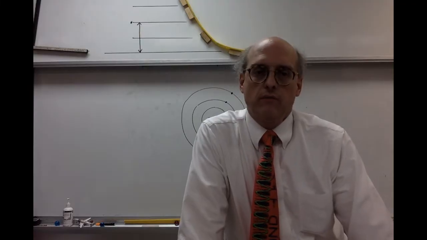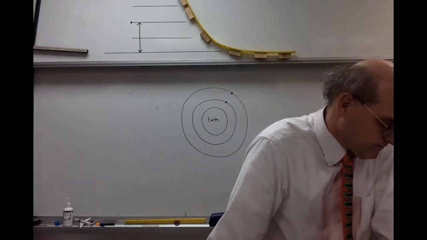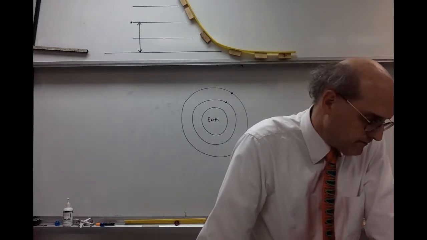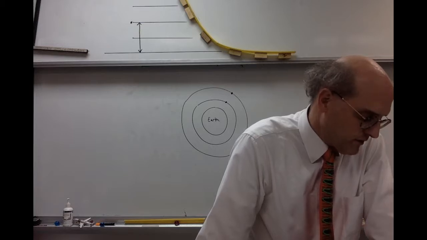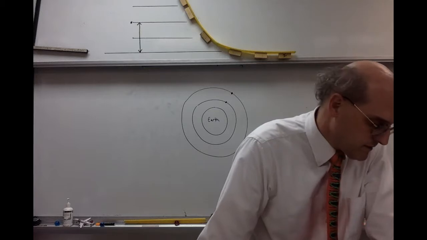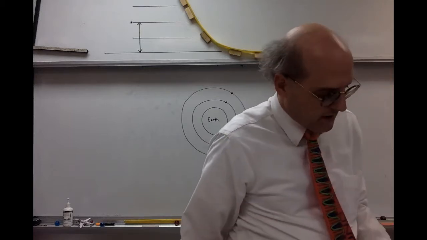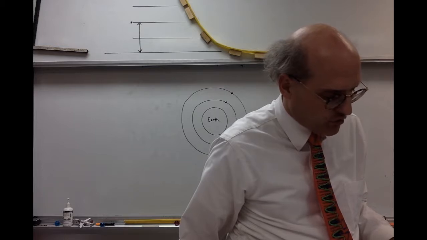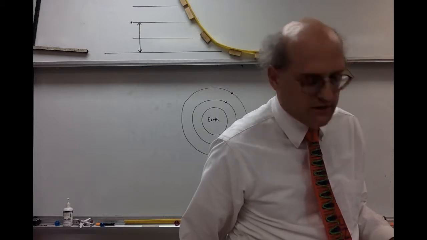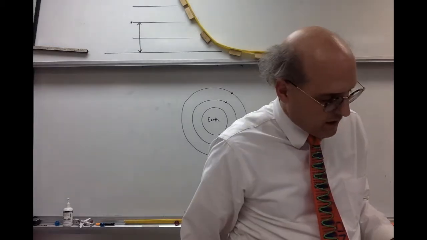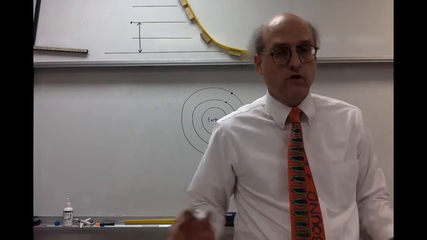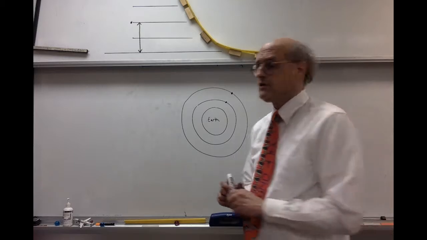Chapter 6, problem number 21. A 6,200 kilogram satellite is in circular orbit that has a radius of 3.3 times 10 to the 7th meters. A net external force must act on the satellite to make it change to a circular orbit that has a radius of 7 times 10 to the 6 meters. What work must the net external force do? So we're looking for the net work to do this.